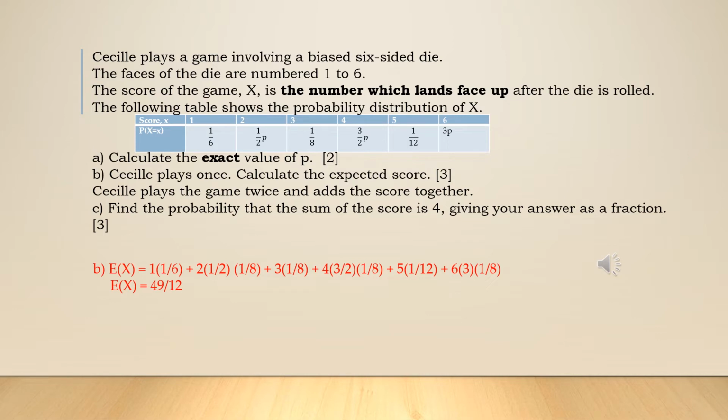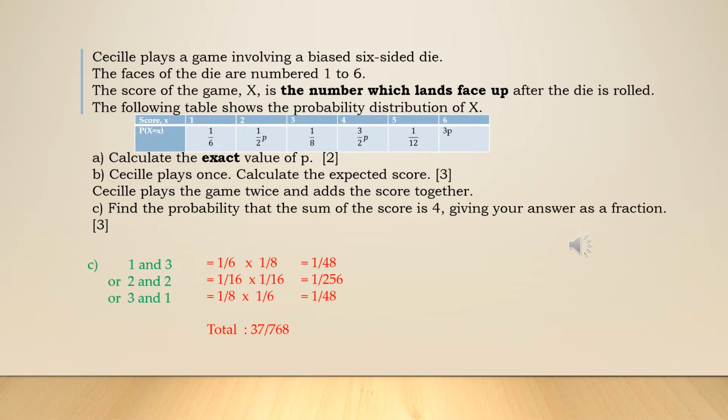In letter B, Cecile plays once, calculate the expected score. Here we are going to calculate the expectation, or the expected mean, which is the summation of the scores times the corresponding probabilities. Our solution will be 1 times 1/6 plus 2 times 1/2 times the value of p, which is 1/8, plus 3 times 1/8 plus 4 times 3 halves times 1/8 plus 5 times 1 over 12 plus 6 times 3 times the value of p, which is 1/8. In all, the total is 49 over 12.